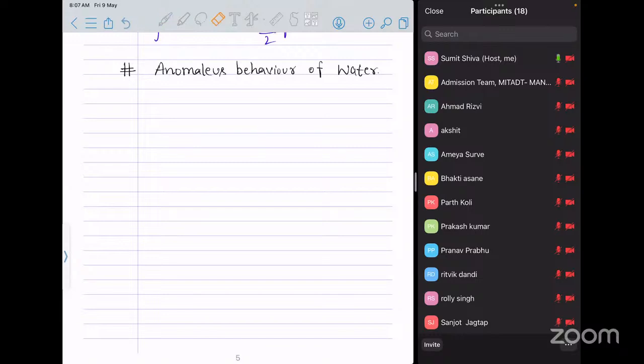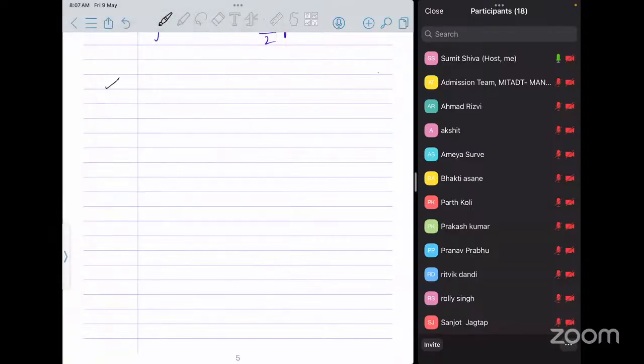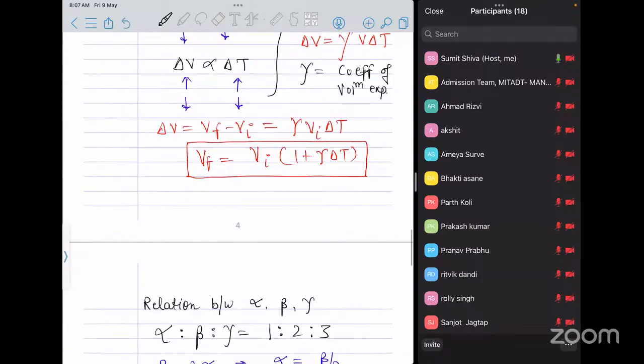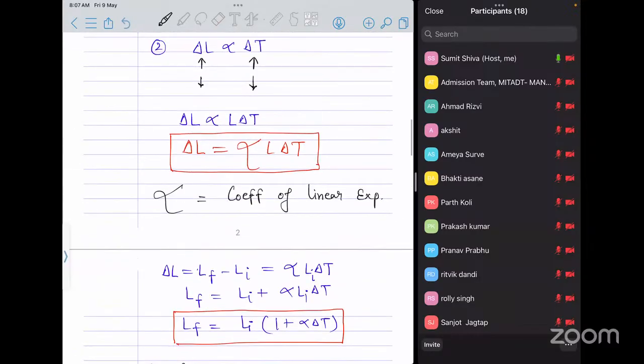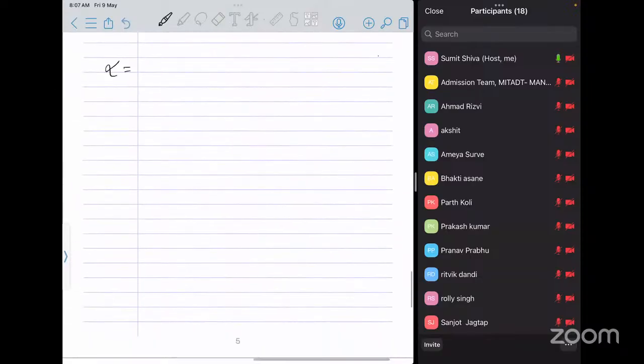But before that, let me explain about the unit and dimension of alpha, beta, and gamma. I just forgot. If you find the formula of alpha, alpha will be delta L divided by L delta T. In the similar way, beta will be delta A divided by A delta T. And in case of gamma, this will be delta V divided by V delta T.